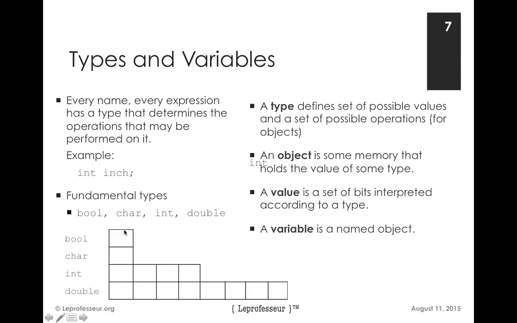This is nothing but some memory that holds the value of a certain type. So let's say 1, 2, 3, 4, four units of memory are allocated to the named object inch of type integer. What is the value? A value is nothing but a set of bits interpreted according to its type. A variable is nothing but a named object. So inch is a variable, nothing but a named object.